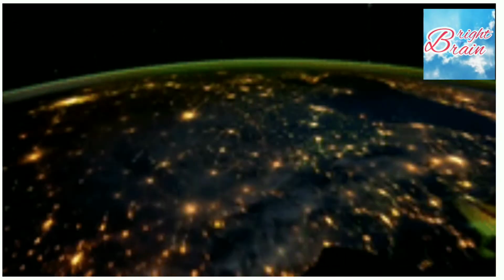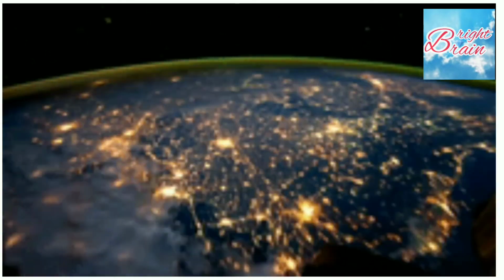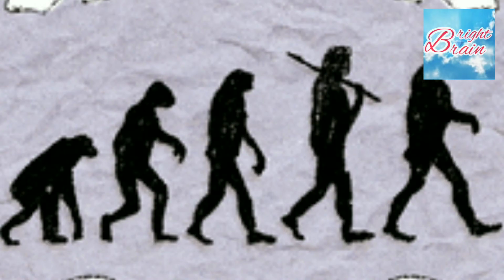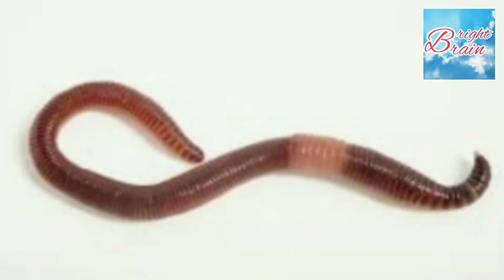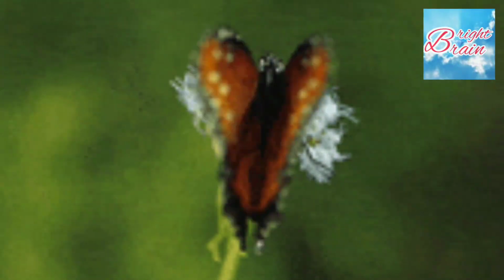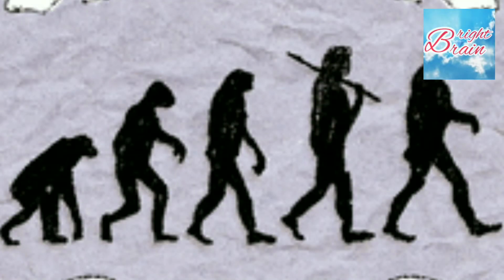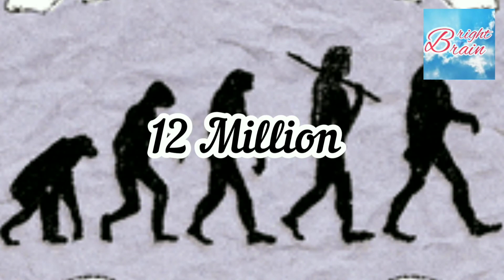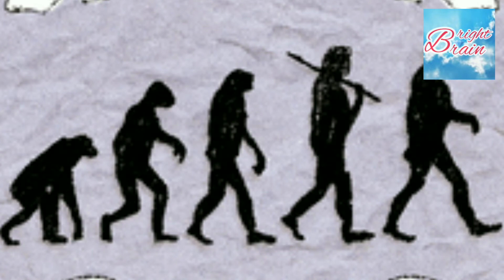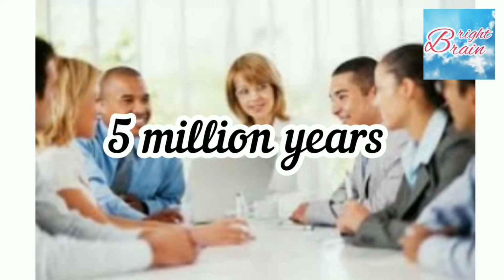Then an atmosphere with gaseous oxygen was formed. Then slowly the multicellular organisms were formed. Let's see the evolution of life. At last came the humans. Humans came about 12 million years ago. It was also very slow. It took so long for Homo sapiens to evolve. Modern humans originated about 5 million years ago.